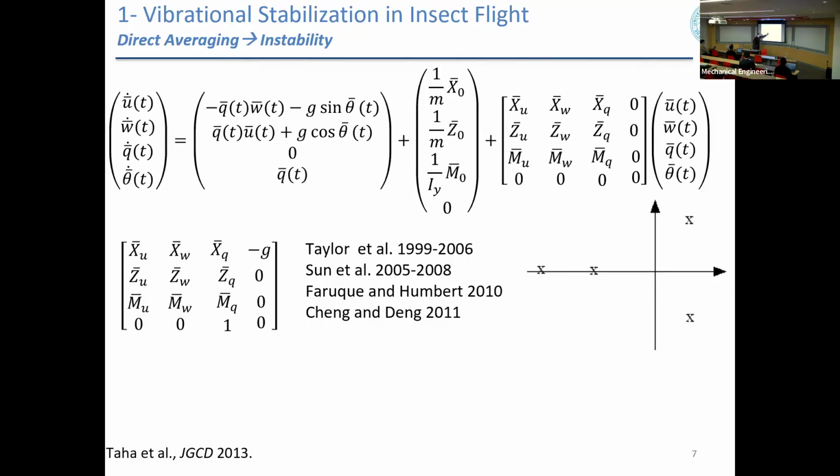And this has been done by tens of papers. In fact, this is a kind of fact among the flapping flight dynamics community: insects are unstable at hover.